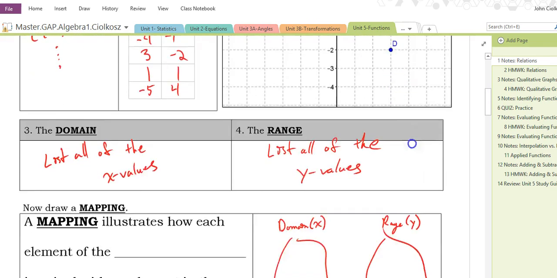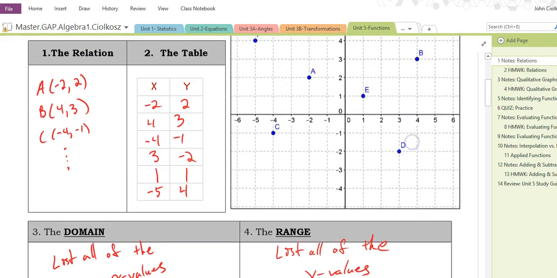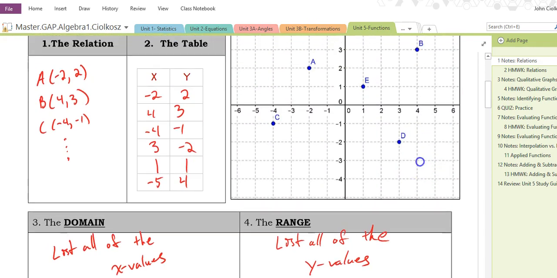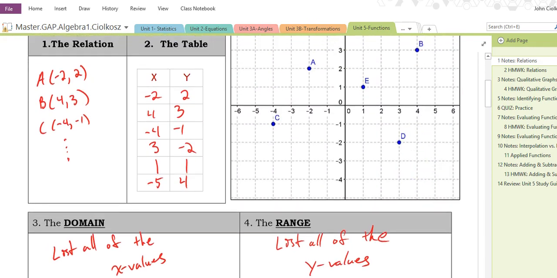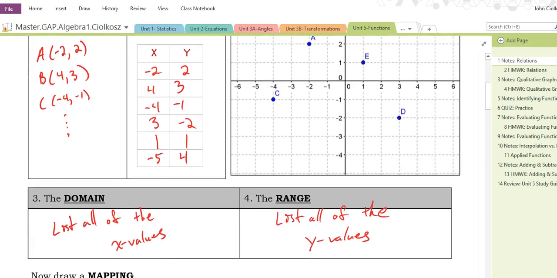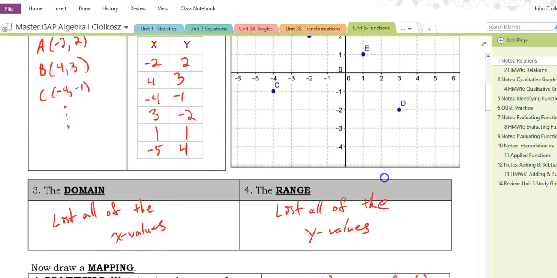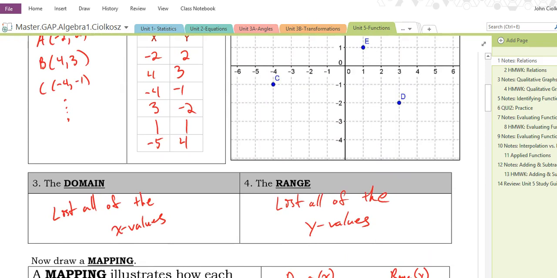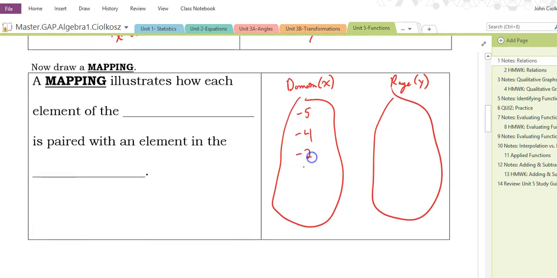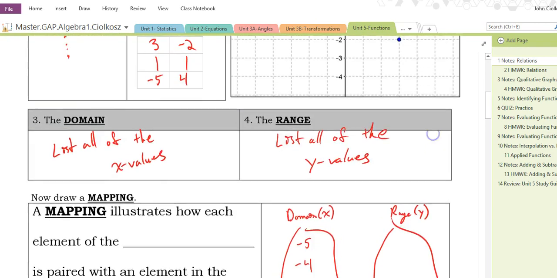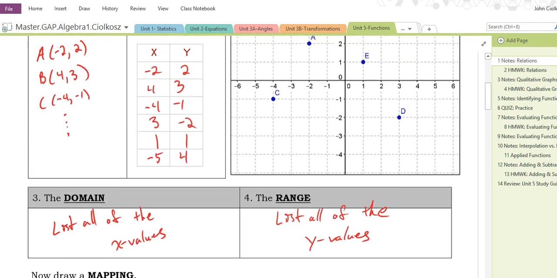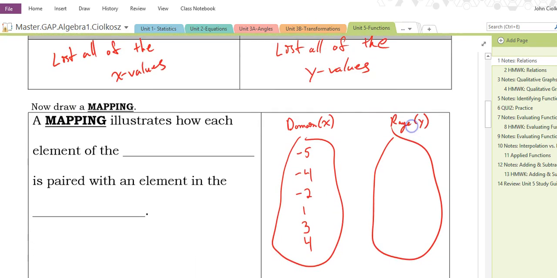So what we're going to do to create our mapping is put all these numbers starting from the smallest at the top, and then go in our next column and do the same thing. So in least to greatest order: -5, -4, -2, 1, 3, 4. Doing the same with my y's: -2, -1, 1, 2, 3, 4.